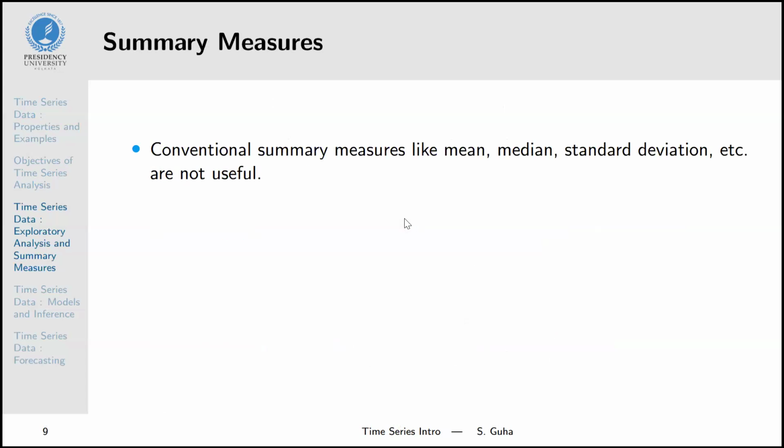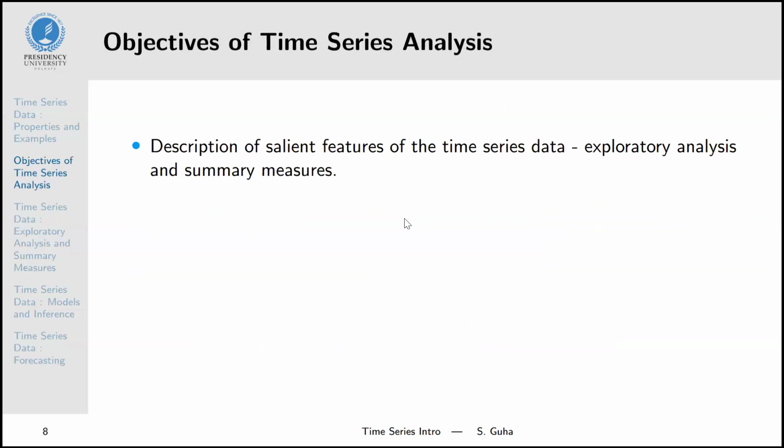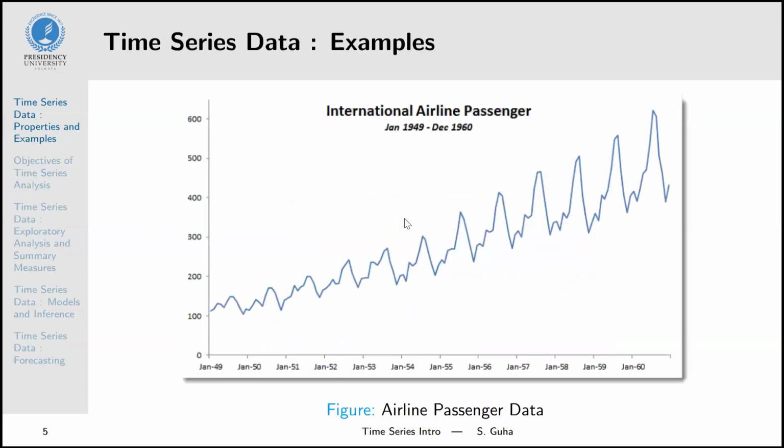Conventional summary measures like mean, median, standard deviation are not very useful here. Let us go back and see. Suppose this is an example of a time series data. If you look at conventional summary measures like the mean, you will see that these are not really absolute numbers. I think these are 100 times, maybe 1000, something like that. So that scaling is not present in the picture.